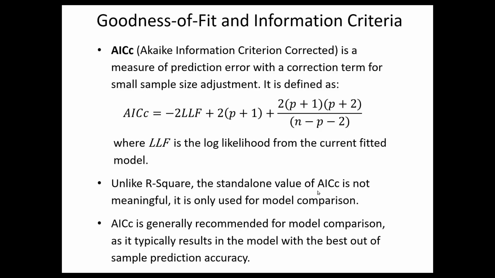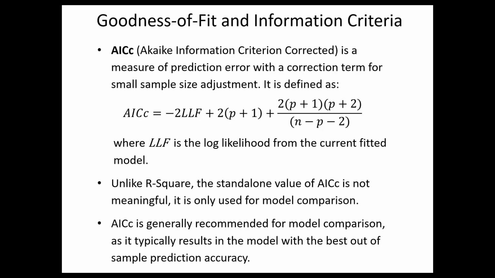So unlike R square, the one thing to note about AICC is that the number itself doesn't have a meaning, like R square, 0 to 100%, percent variation explained. The disadvantage of AICC is that it doesn't have that intuitive sense. It's just a number that you use for comparing when you're looking at a bunch of different models. But as a number, it's actually more powerful and does a better job of providing you with a model that gives you the best prediction accuracy. So it's generally recommended for model comparison, and it typically results in the model with the best out-of-sample prediction accuracy.